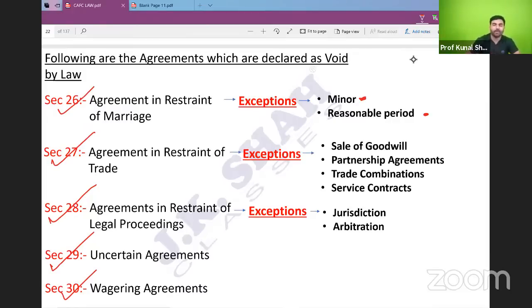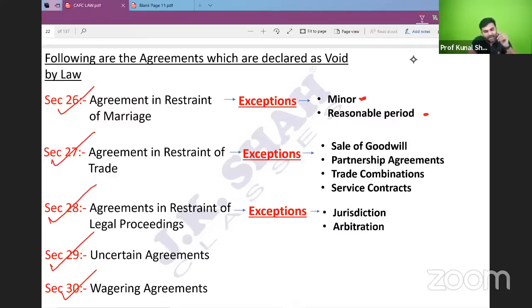The second one, section number 27. Agreements in restraint of trade. Law says you cannot stop a person from doing a trading activity. Any agreement wherein you are stopping a person from doing a trading activity, then that agreement between you and that person is void ab initio. When the agreement itself is void, there cannot be a contract, and if there is no contract, there cannot be a valid contract as well.